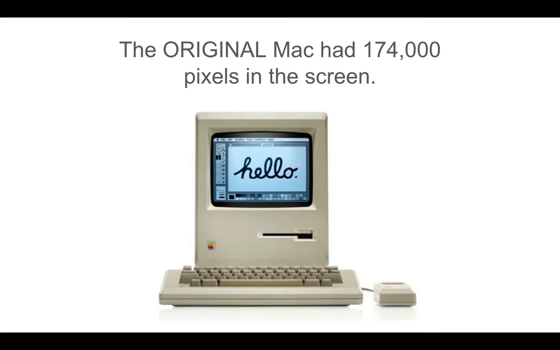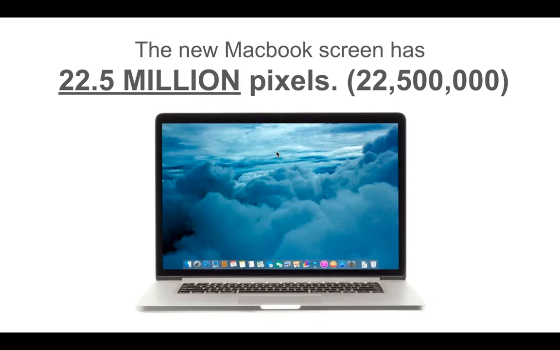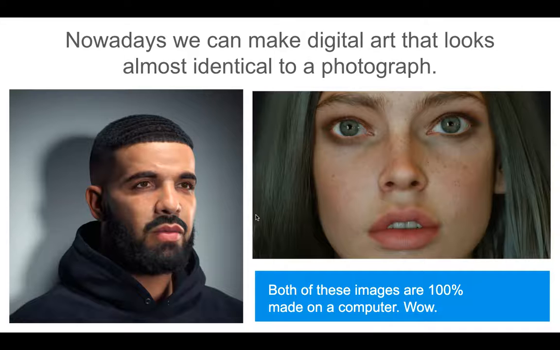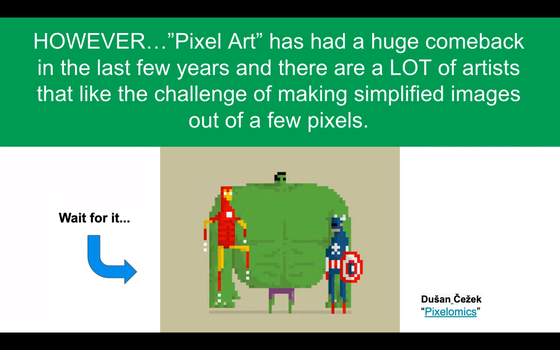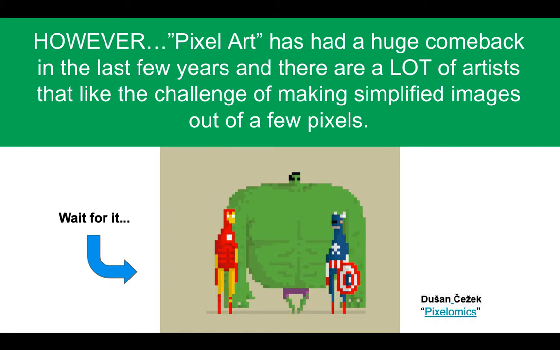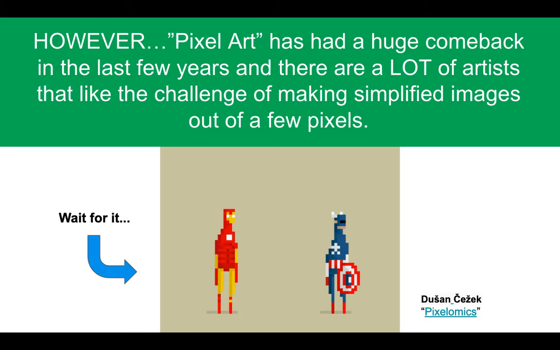The original Mac had 1,740 pixels on the screen. That's it. The whole entire screen had that many pixels. The new MacBook screen has 22.5 million pixels on the screen. Nowadays, we can make digital art that looks almost identical to a photograph. Both of these images are 100% made on a computer. They are not photographs. However, pixel art has had a huge comeback in the last few years, and there are a lot of artists that like the challenge of making simplified images out of pixels.